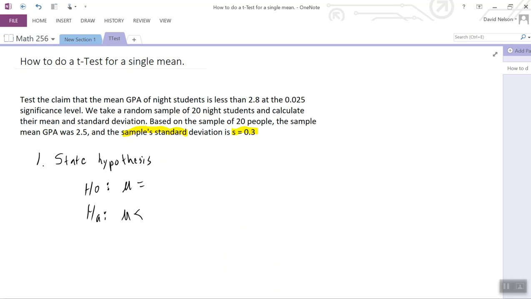And then kind of the question is, these have to be means, and we've got two means listed. Sometimes it gets a little confusing. We've got the 2.8 as the mean GPA of night students, and we also have a mean GPA of 2.5. We're looking for the population, some sort of claim about the population. So I'm going to give you a moment to think about that and answer the question below.